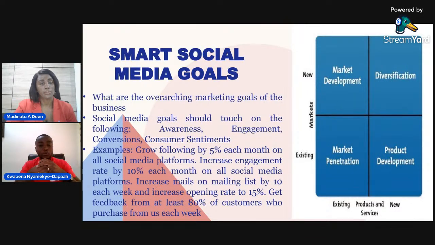So, for example, if you are looking at growing your following, you know the reason why you want to grow it. And if you have to state it, you can just say grow following by 5% each month on all social media platforms. All social media platforms, meaning the social media platforms you are on. So if you have to state them, maybe Facebook, LinkedIn, Instagram. Okay, you have to be that specific. Maybe if it's engagement, you want to increase engagement by 10% each month on all social media platforms. Then again, you state the respective social media platforms that you are on.